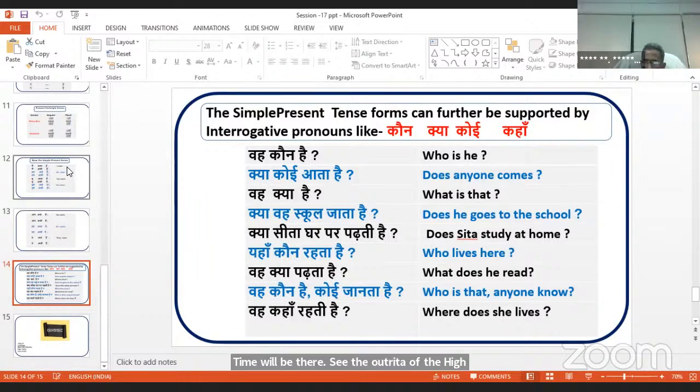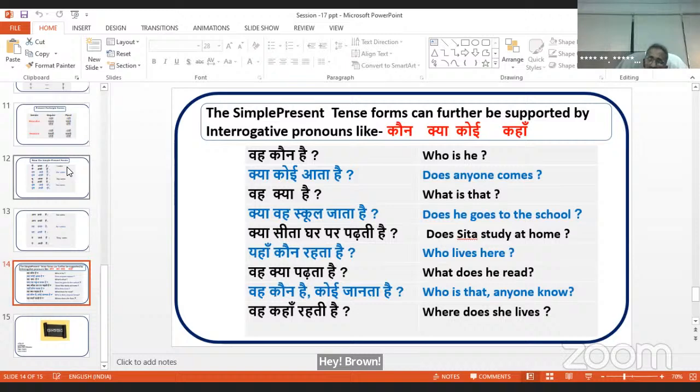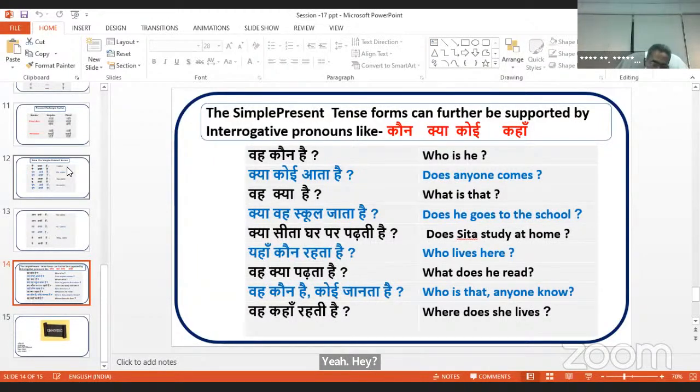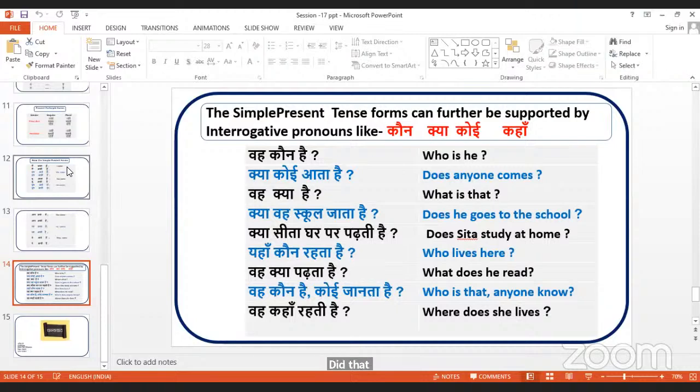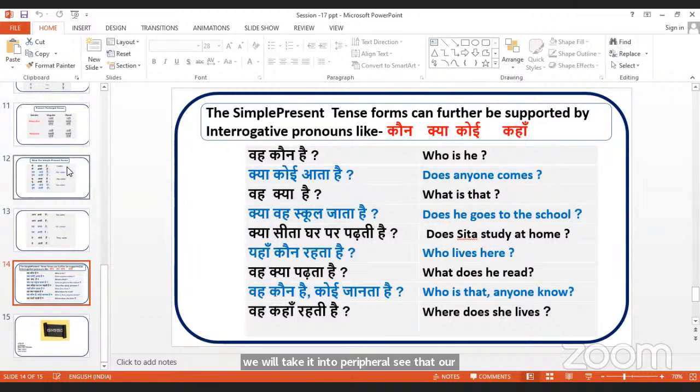So you can also repeat along with me. Ram आता है. राम और अनिल आते हैं. सीता आती है. Now we will take it into plural form. सीता और रीता आती हैं.